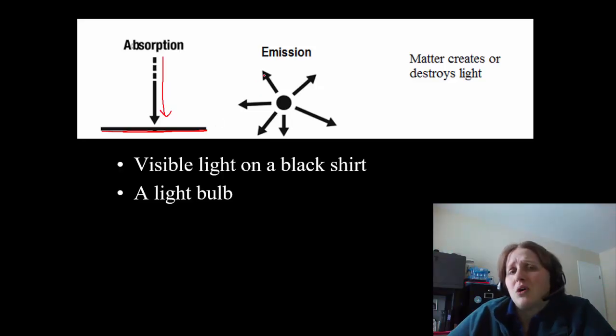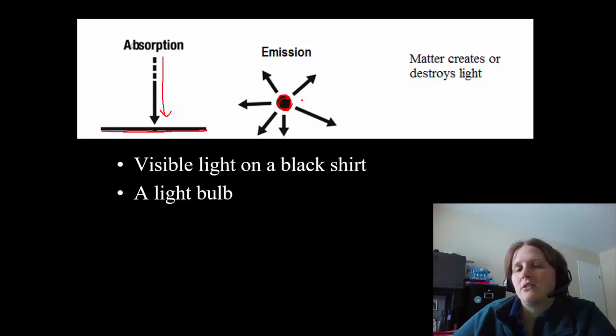Let's say you've got a light bulb, a hot incandescent light bulb. The matter can emit light. So matter can create light. So just think of a light bulb. Matter can destroy light, and matter can create light.